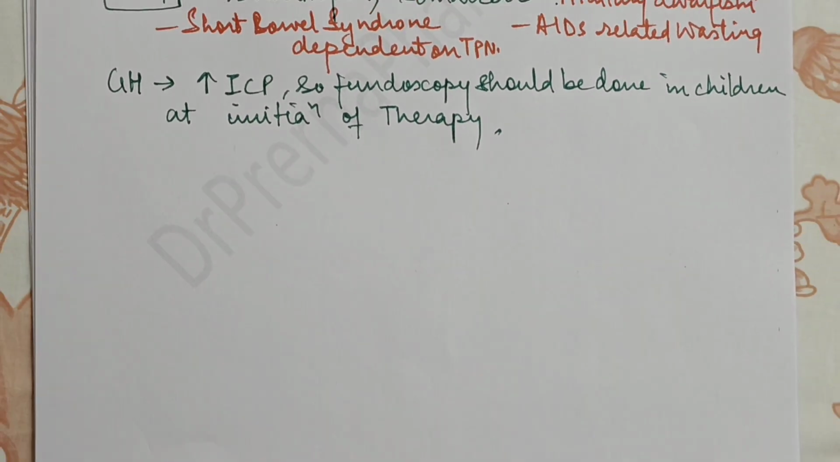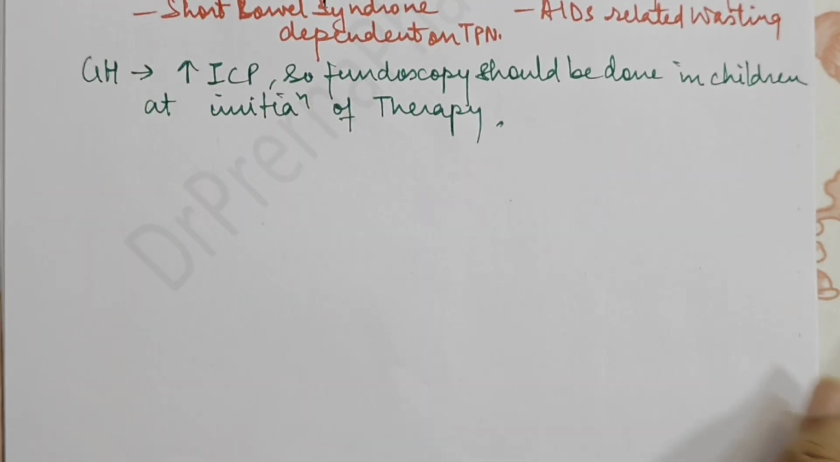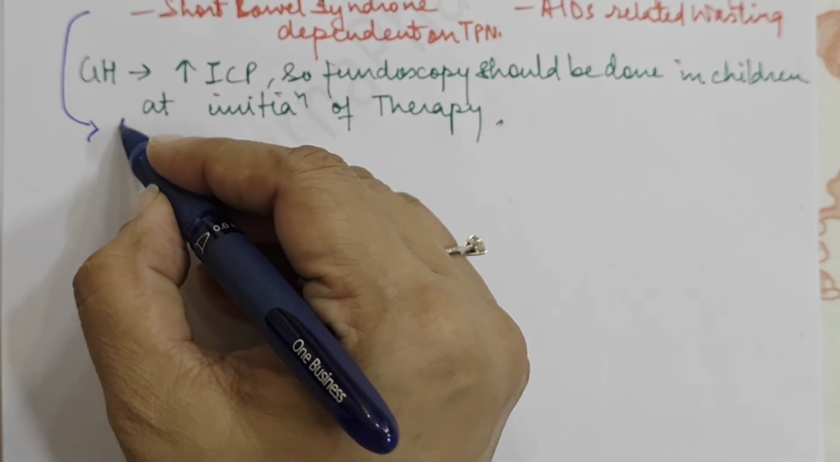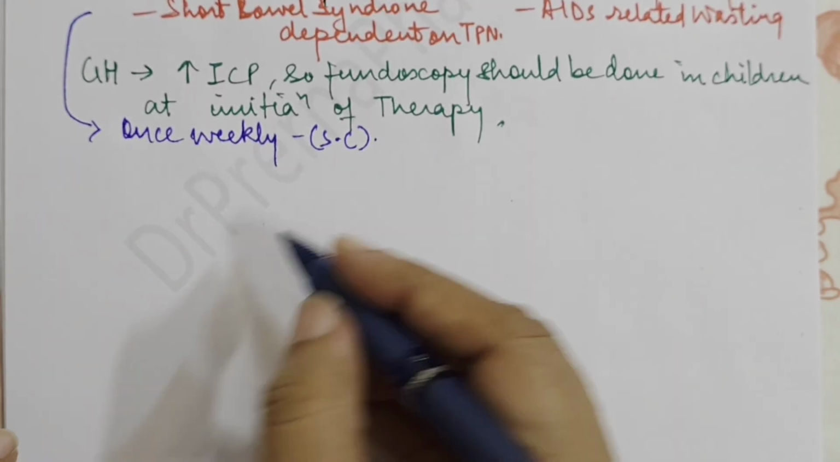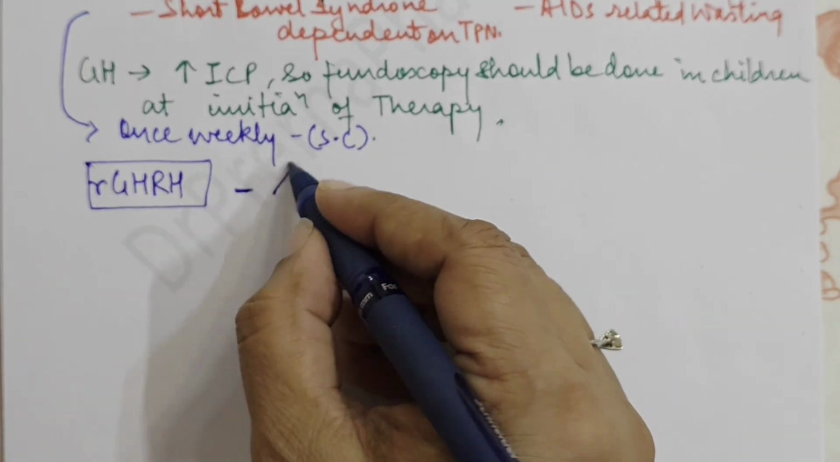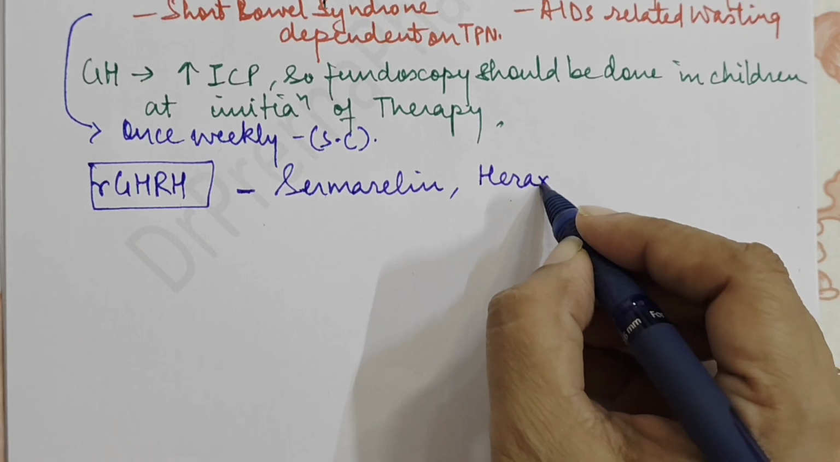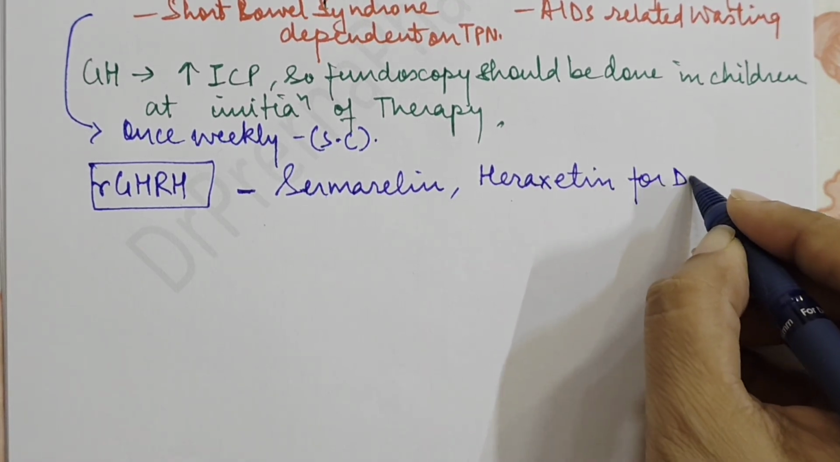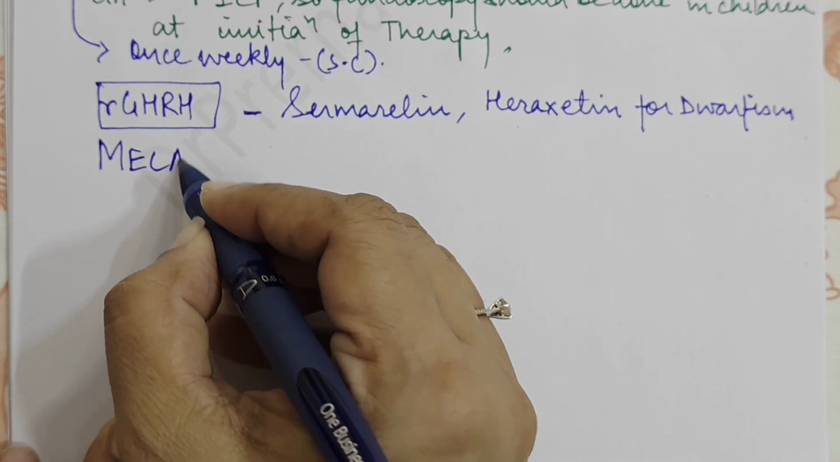Then next, now somatropin, as we have seen, it is a growth hormone analog. It is given once weekly and it is given subcutaneously. Okay. Then we have some drugs which are recombinant growth hormone releasing hormone. These are sermorelin, and they are also used for dwarfism. Okay. Then there's a new drug, that is mecasermin.